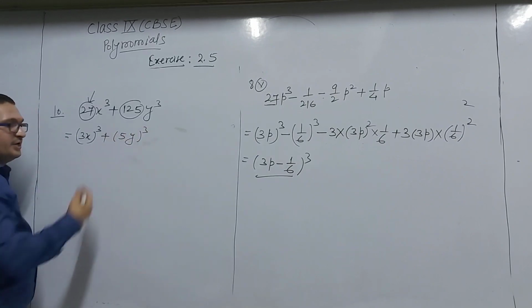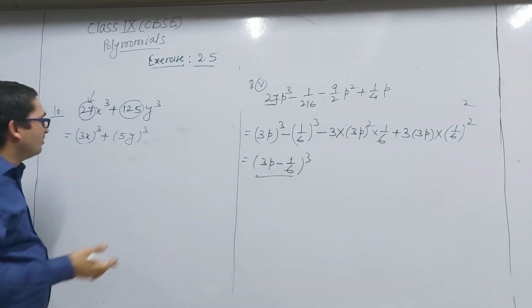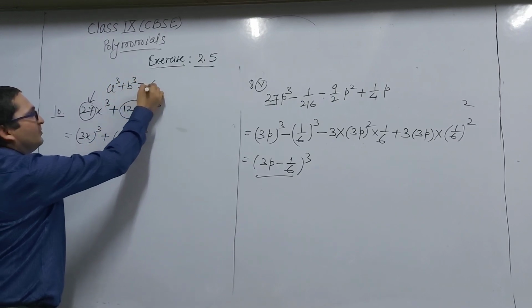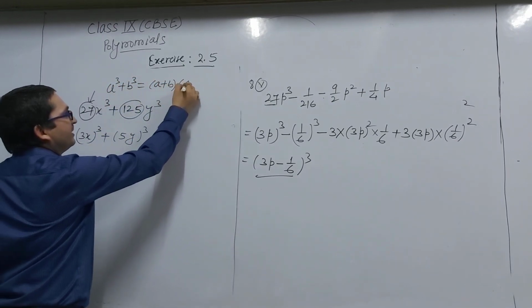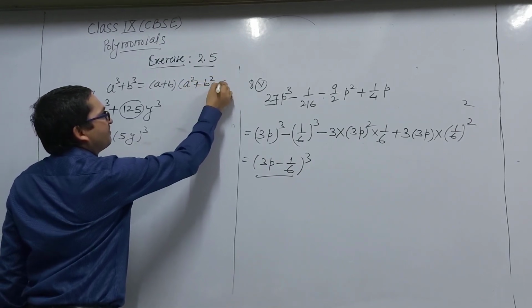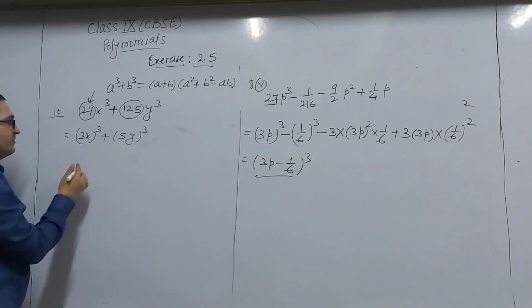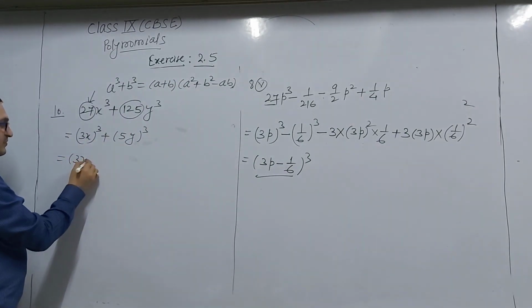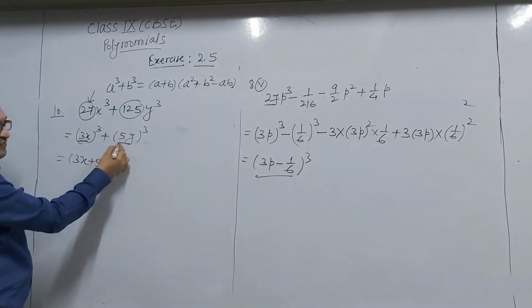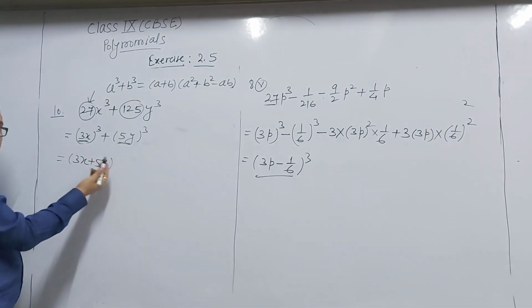Okay, now it's written in the form of a cube plus b cube. What is the formula of a cube plus b cube? A cube plus b cube will be a plus b, and then a square plus b square minus ab. Right? You can write in this way. So 3x plus 5y. A means what? 3x. 5y means what? B. So a plus b.